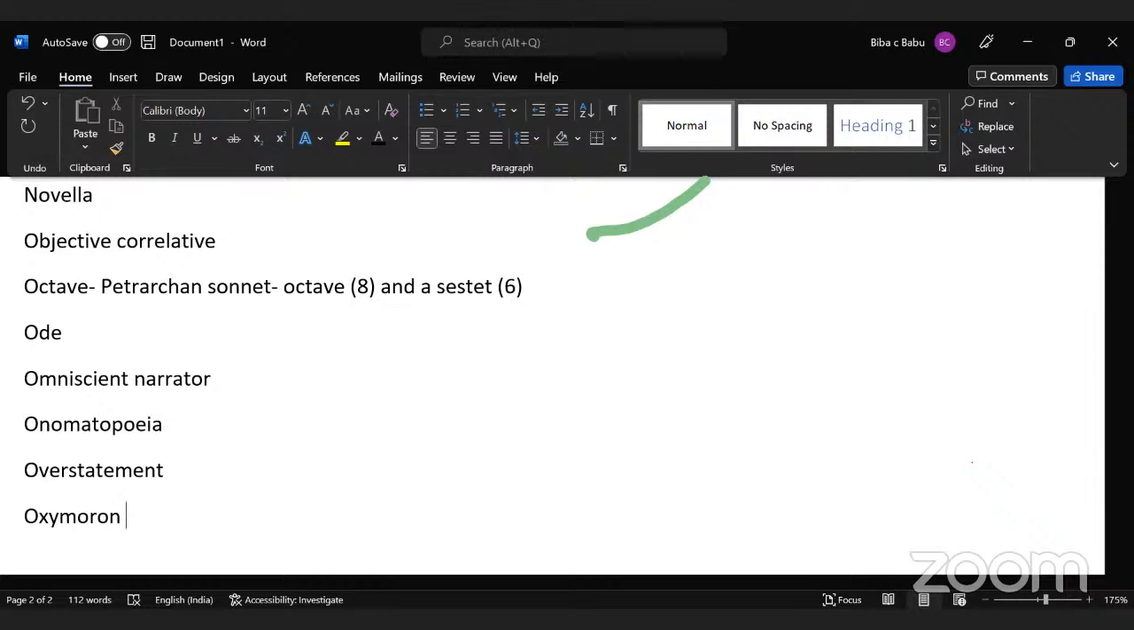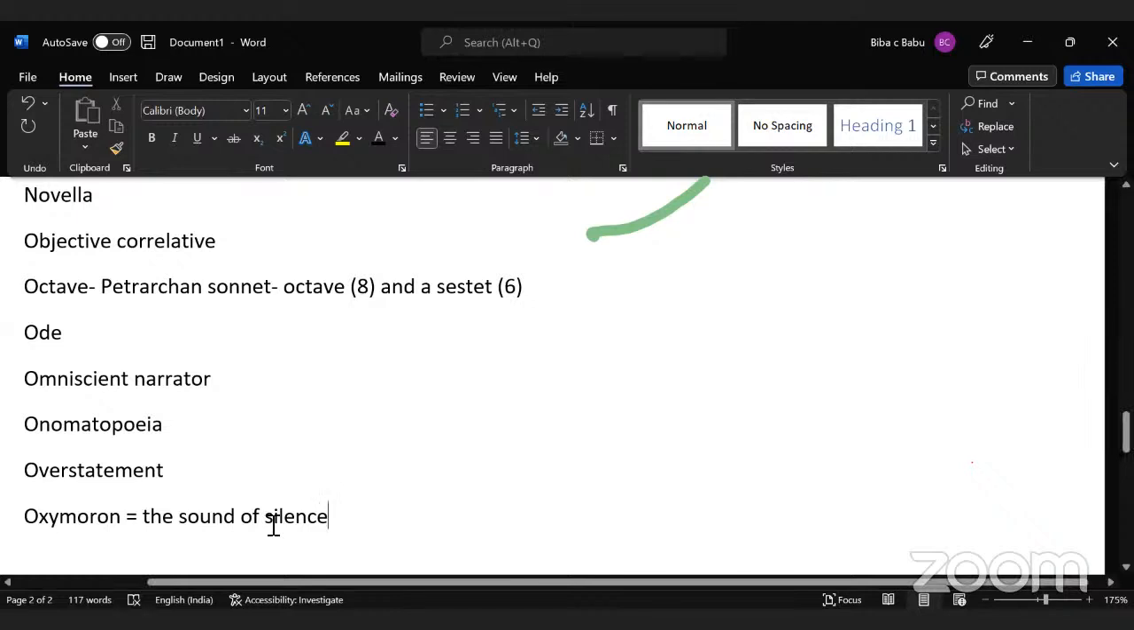Next is oxymoron. Oxymoron is when two opposite ideas are joined together. See the text you have, the sound of silence. Sound and silence have opposite meanings, right? Does silence have any sound? No. So when you bring two opposite words together, it is called oxymoron. The sound of silence has a very deep meaning.